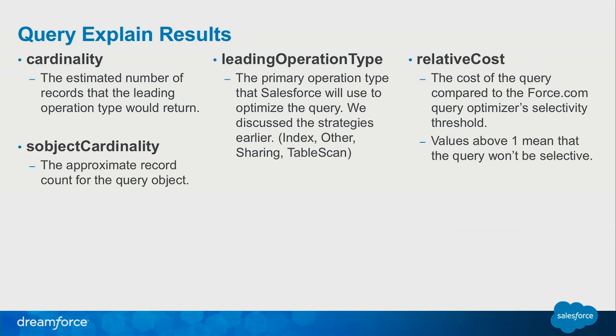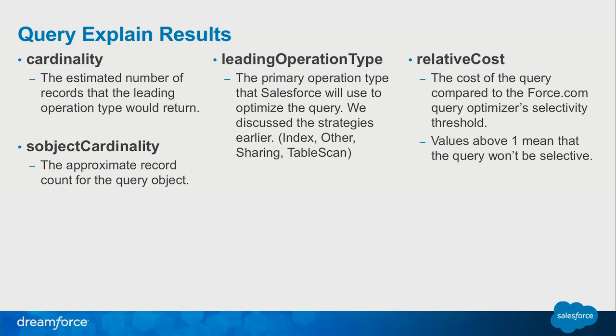Then there's the S-object cardinality, which is the approximate record count for the query object. This is how you can know how many records you're querying, so you can find out if you're meeting that selectivity threshold. These are those numbers we talked about earlier, where you want to figure out if you're under that 30%. Then you have the leading operation type, and this is the cool one. This is the primary way that Salesforce is going to choose to run your query. We just discussed these: you can have an index, the other, sharing, or table scan. Salesforce will tell you, if you ran this query right now with these exact parameters, this is how I'm going to find your data. It's not going to guess.